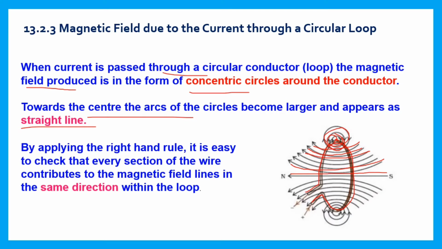By applying the right hand thumb rule, we can find out the direction of magnetic field at each and every point of this loop. At any point you can find out the direction. And what you will find? You find that magnetic field lines are in the same direction within the loop.